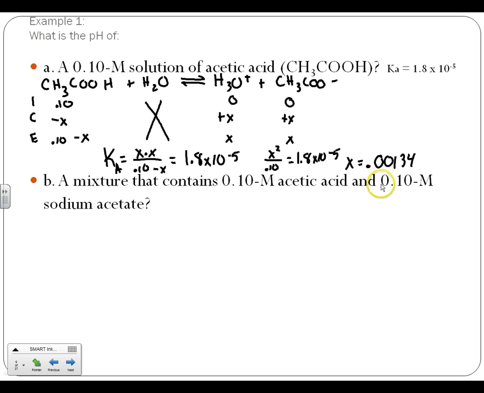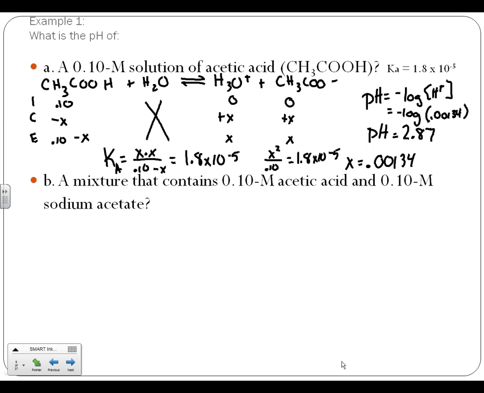Well, x in this case is my concentration of hydrogen ions. So now I need to calculate pH. I'm going to put this up here because I didn't give myself enough room. And remember that pH is my negative log of my concentration of hydrogen ions. So if I do the negative log of 0.00134, I get a pH of 2.87. And that should make sense because I'm dealing with an acid, so my pH should be in that range.